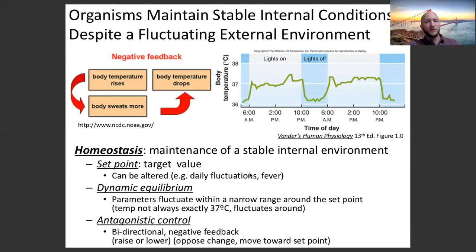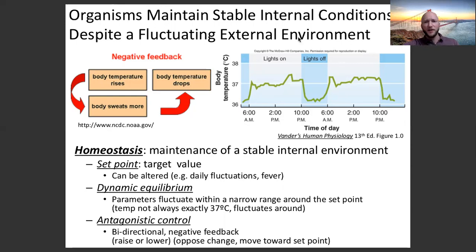Set point. So homeostasis is the maintenance of a stable internal environment. Another idea that's related to this is the set point. The set point's the target value, the ideal value for a variable. So our set point in the water bath example is 50 degrees Celsius. That's what we told the water bath to be at. We said, hey, water bath, 50 degrees Celsius is what we want.